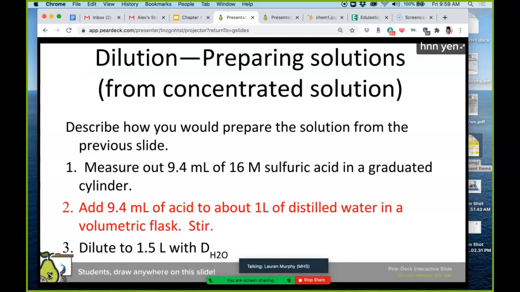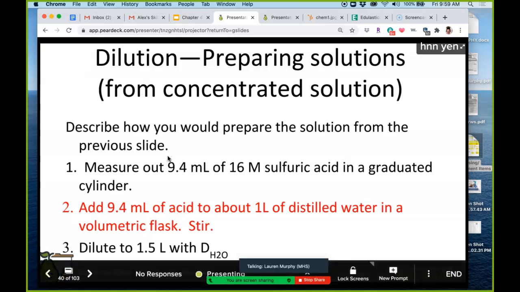So we ended with preparing solutions from other concentrated solutions. So you take something that's really concentrated and you take a small amount of it and then fill the rest with water. And that's so you now know two types of ways to prepare solutions.